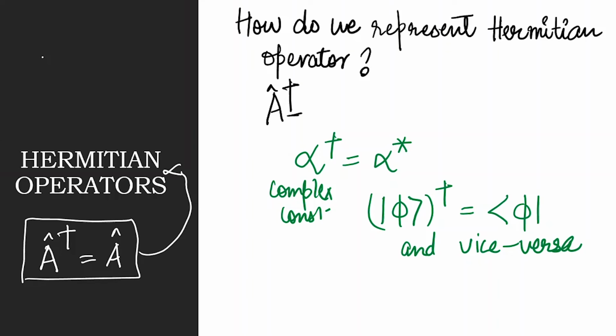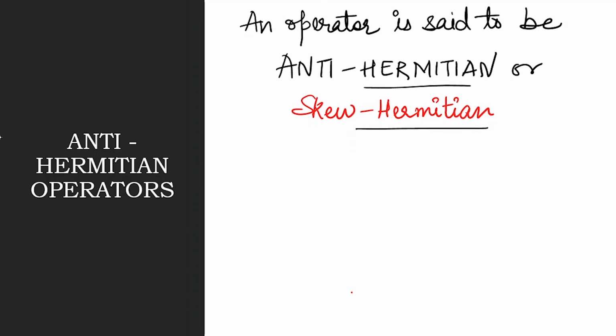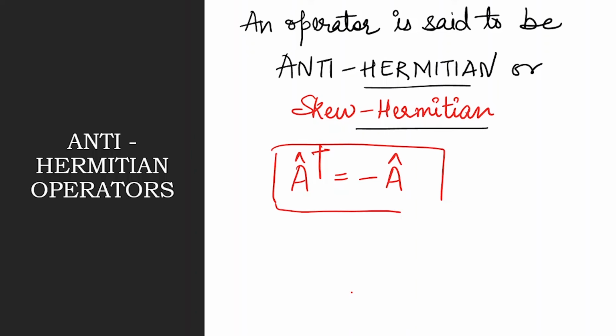So moving to the next slide, what are anti-Hermitian operators? We can call anti-Hermitian skew Hermitian. So for an operator to be anti-Hermitian, its adjoint should be equal to the negative of its original operator. If any operator follows this relation, then such an operator is anti-Hermitian.